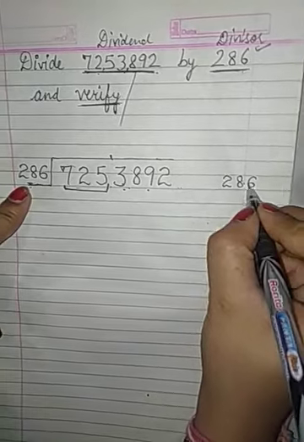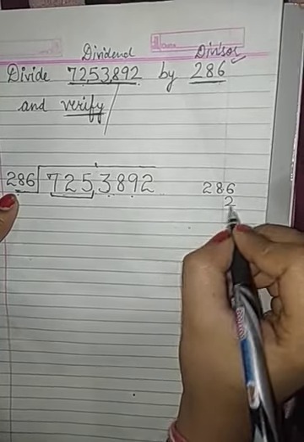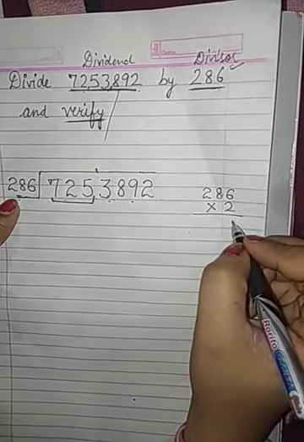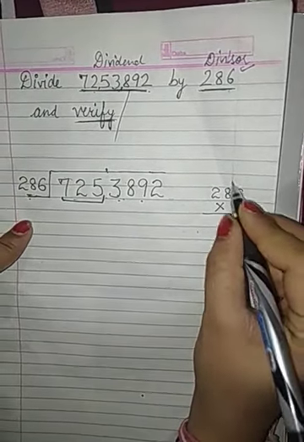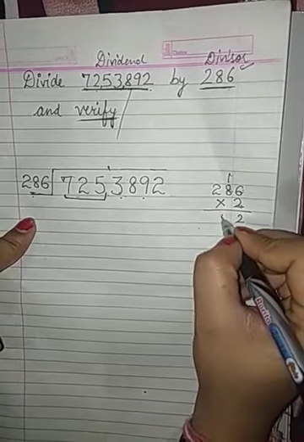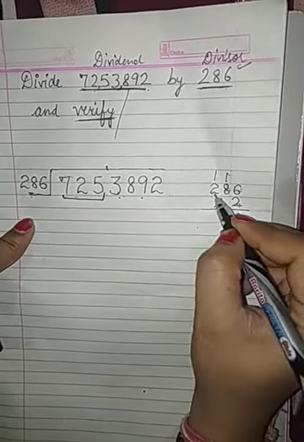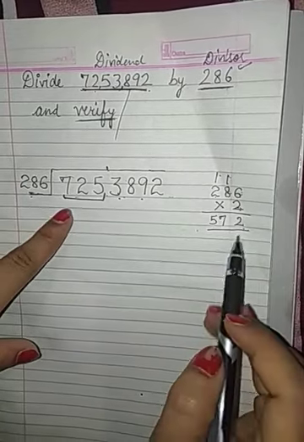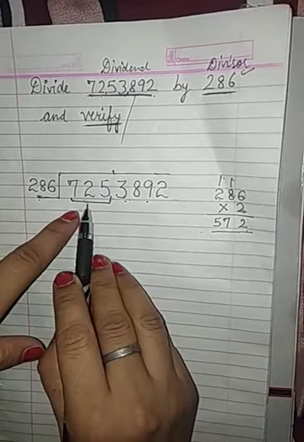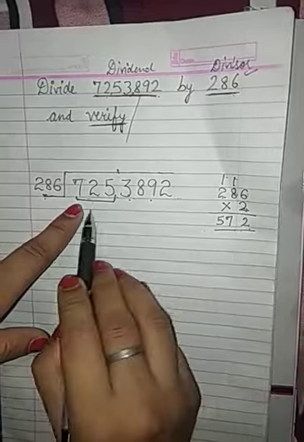So 286, I am going to multiply by 2. Multiplication you know very well. So 2 6s are 12, and 2 8s are 16, plus 1 is 17, and 2 2s are 4, plus 1 is 5, and it would be 572. But yes, we can easily divide because it is smaller than this number, right?